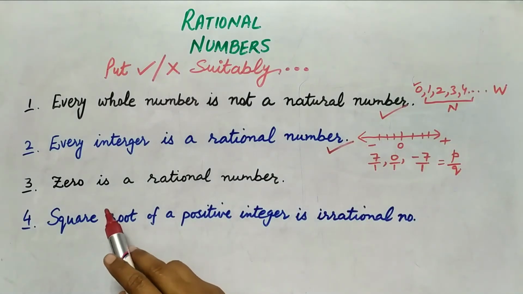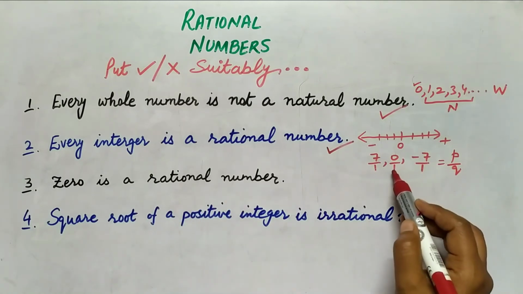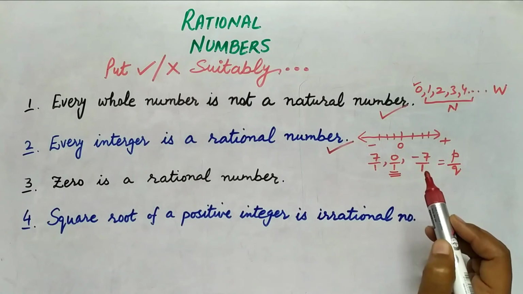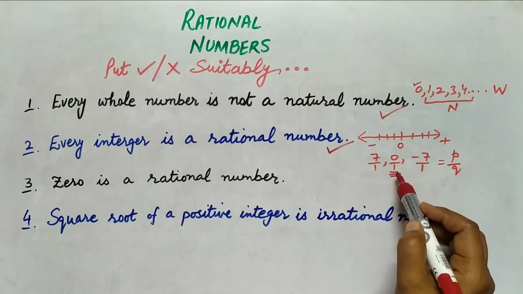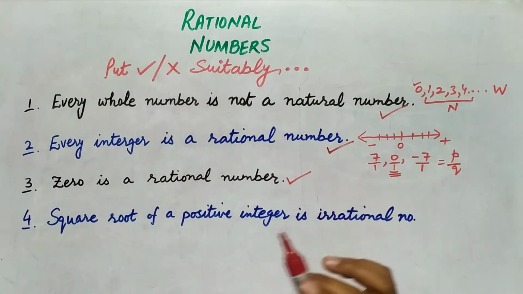Next, 0 is a rational number. Yes, we have seen it in the second part. 0 can be written as 0 by 1. So 0 is rational. It is true.